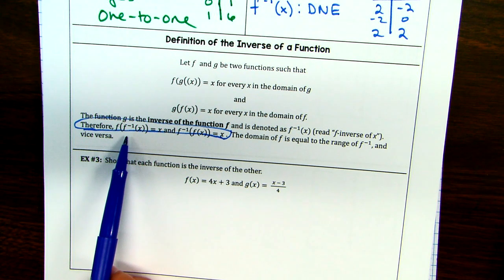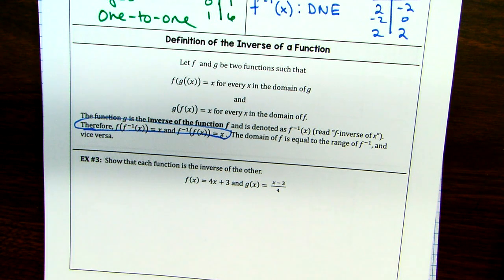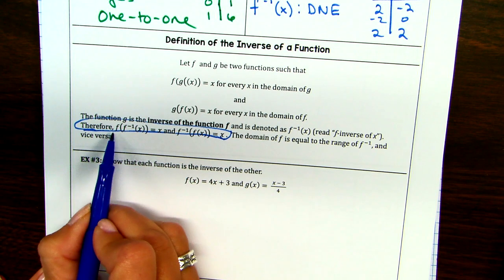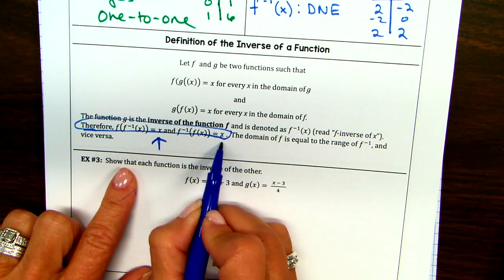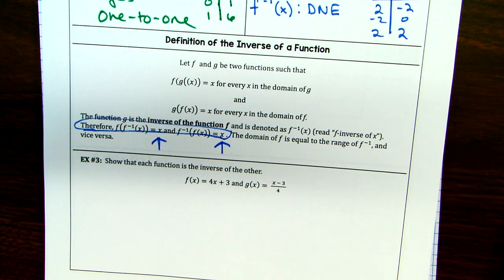Composition of function notation, f of g of x. Remember, we just took a test and had that on there. We had to put one inside the other. What we're going to say is, if you put the inverse inside the function or the function inside the inverse, every time you do that, if they are inverses of each other, you should get x.